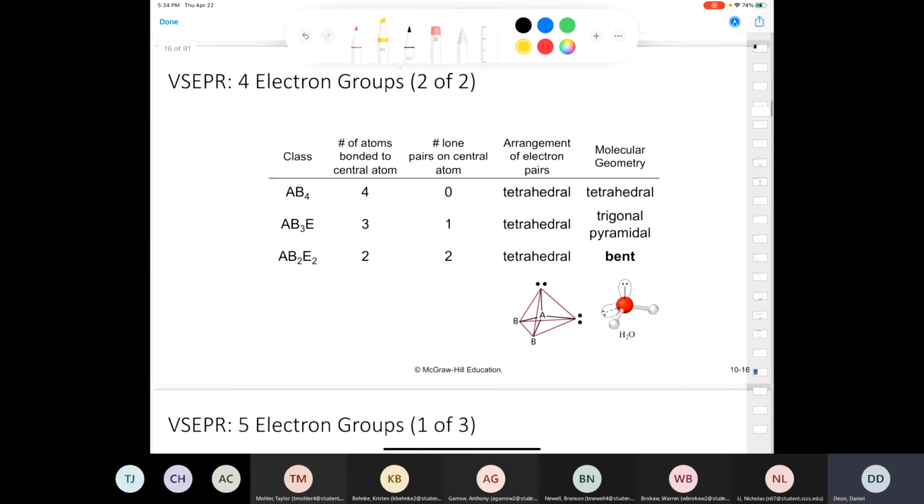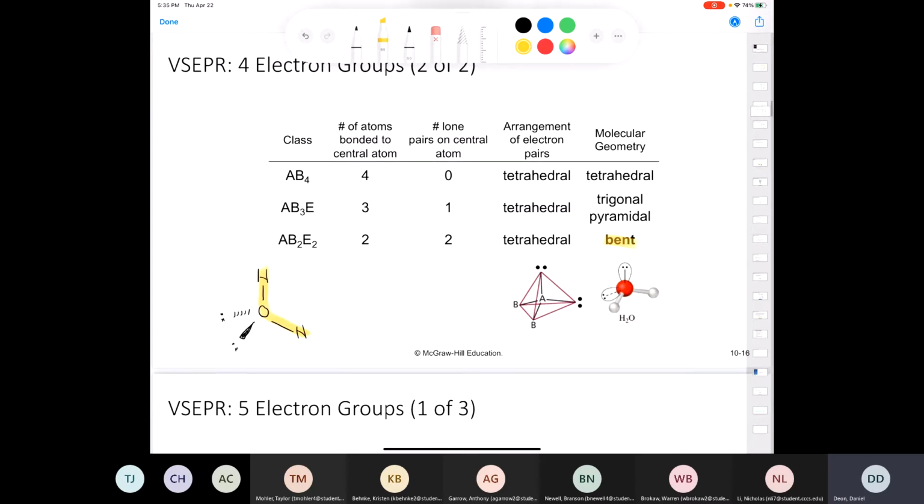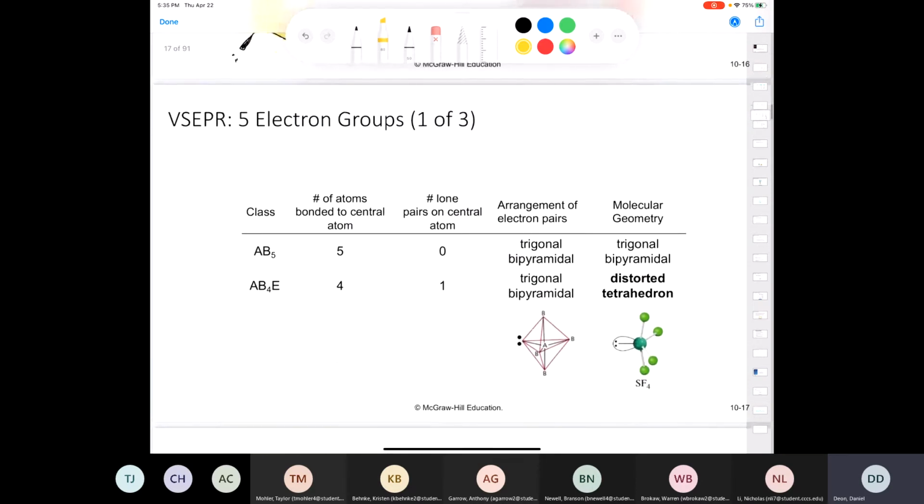We also covered bent. We said in H2O, in a water molecule, you have two bonds to hydrogen, but then you have two lone pairs. And so the molecular geometry considers only the bonds. So the molecular geometry is bent, even though the overall arrangement of electron pairs, or the electron geometry, is tetrahedral. All right, I'm going to need to take a deep breath here because now we're getting into 5 electron groups. And this is the spiciest one of all, really. This is the one that has the most possibilities.